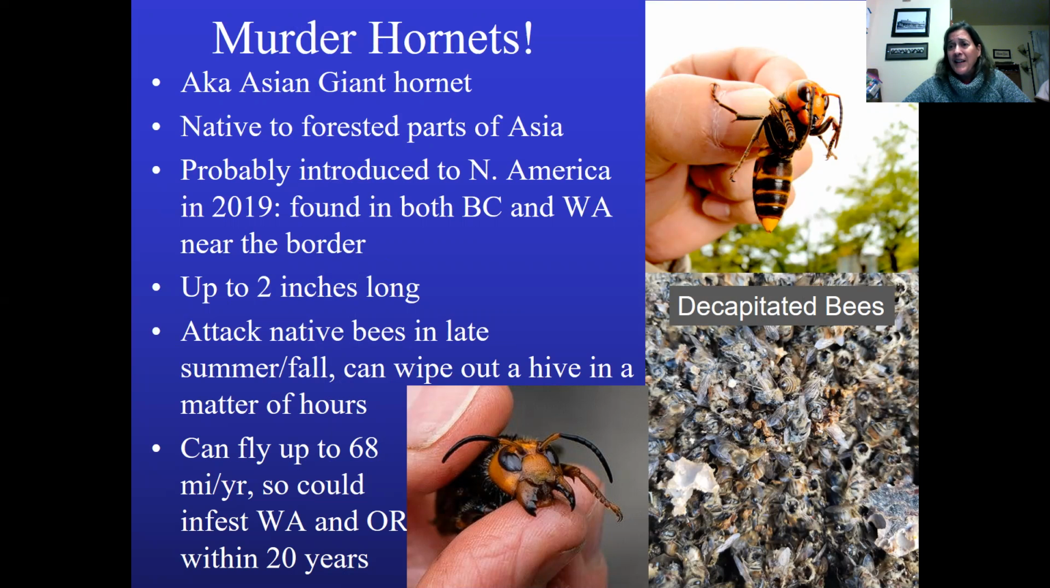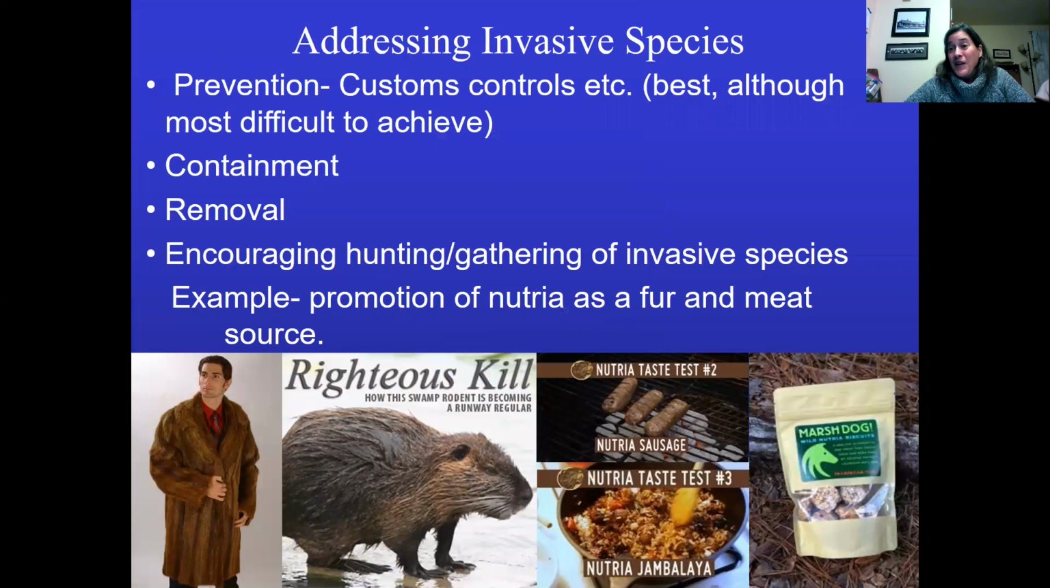As far as when they'd hit the Seattle area, if they do start to take off, they can spread up to 68 miles per year. That's kind of their spreading rate. So they could be all the way down into Oregon within 20 years. Calculate from the Canadian border down here how many miles that is, and they could be here within a few years. So yay, murder hornets.